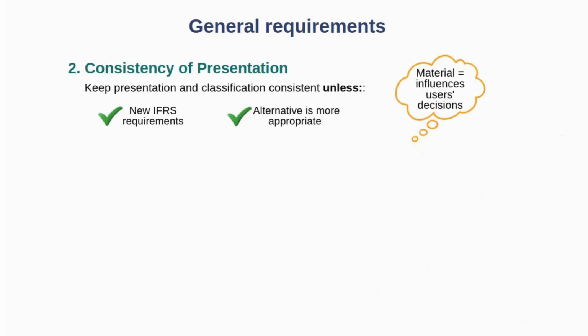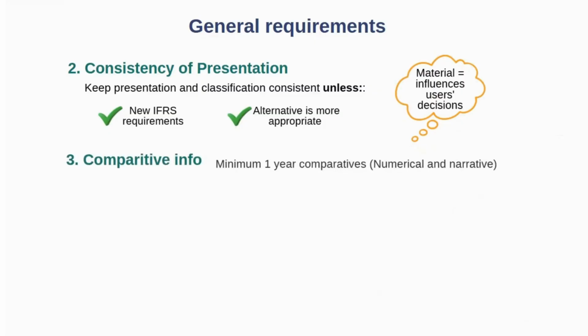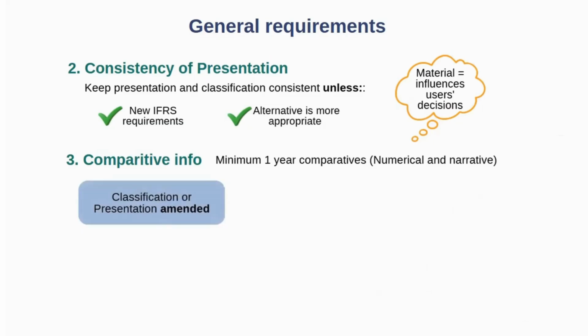And we need to think about materiality. In this case, material means that it influences users' decisions. So if they are material items, we need to show them in our financial statements. Comparative info. Minimum 1 year comparatives, such as numerical or narrative, should be included. Narratives we include when relevant to understanding the current period's financial statements. For example, legal disputes, right? But also we can include them for the comparatives.